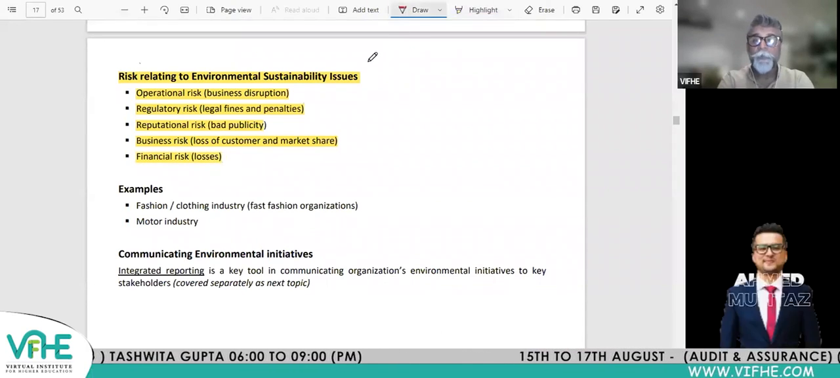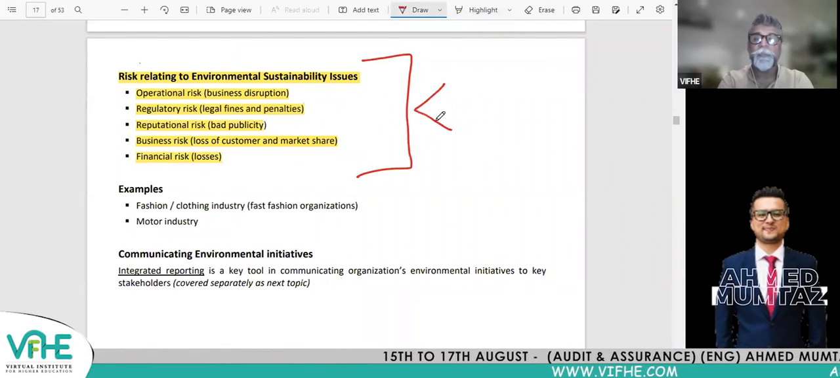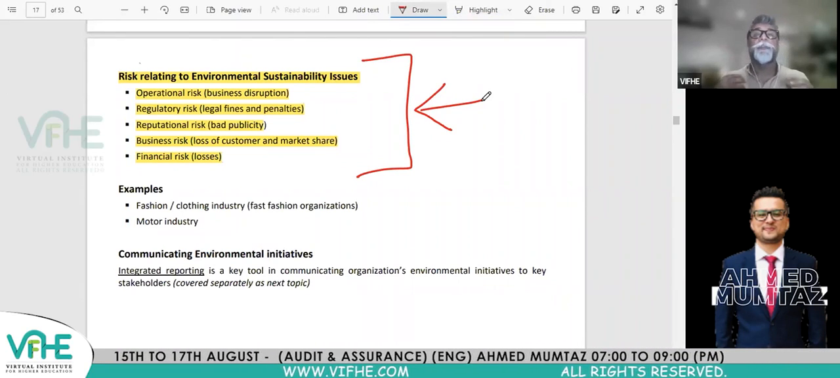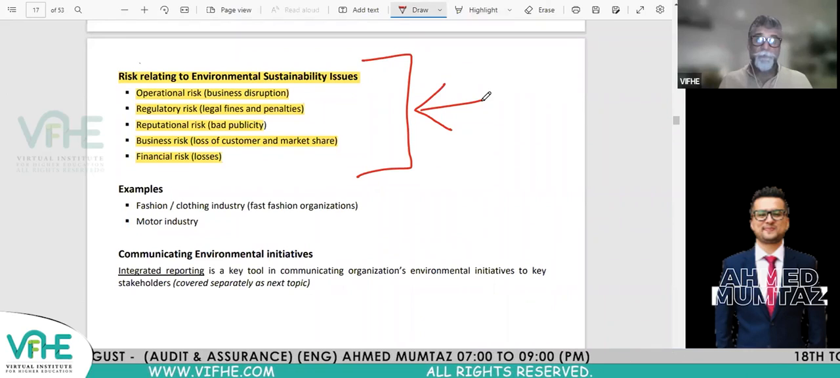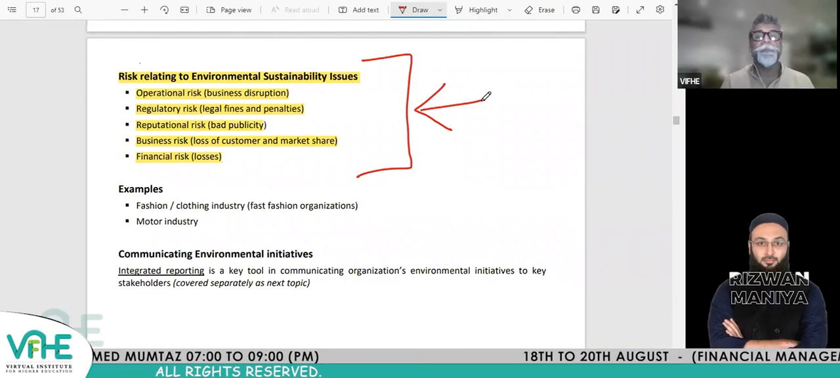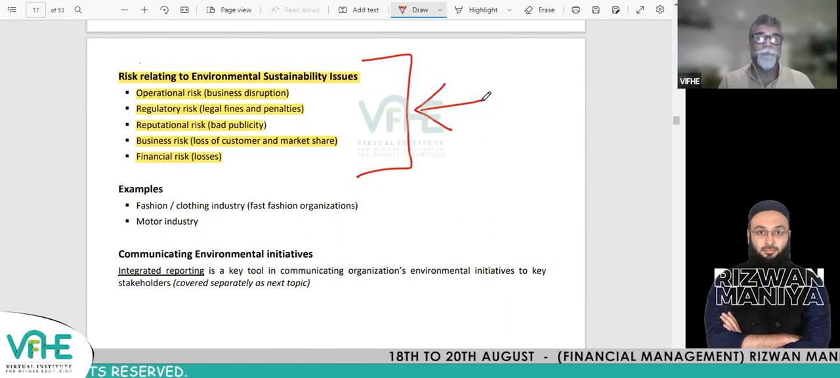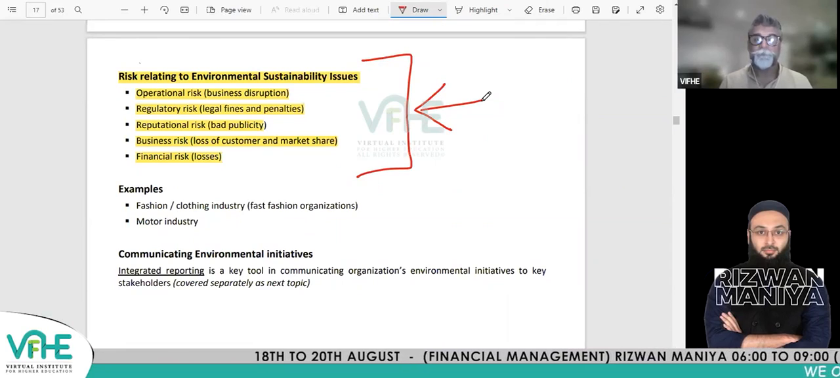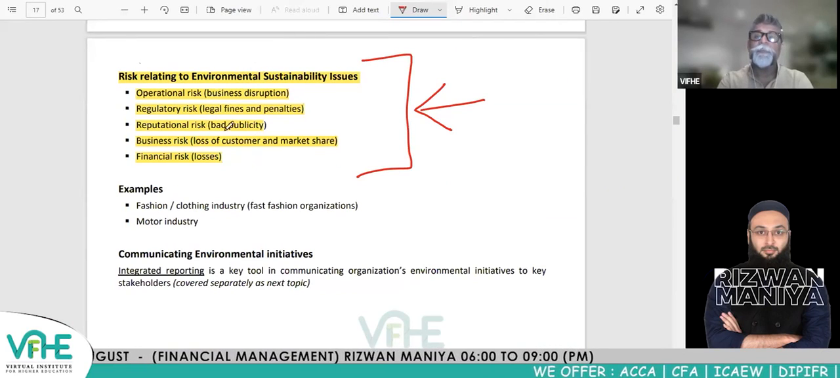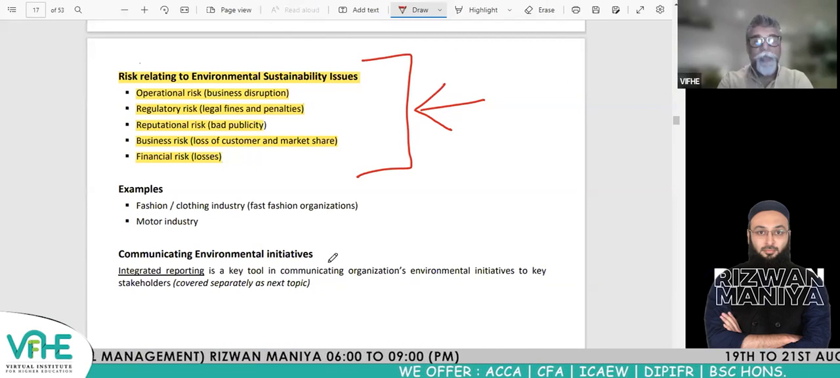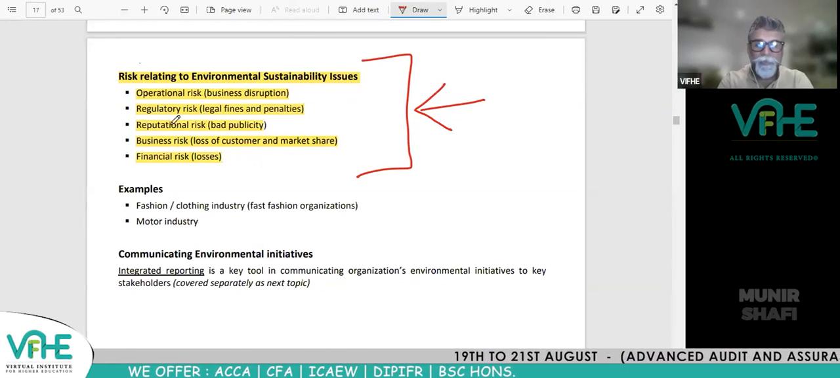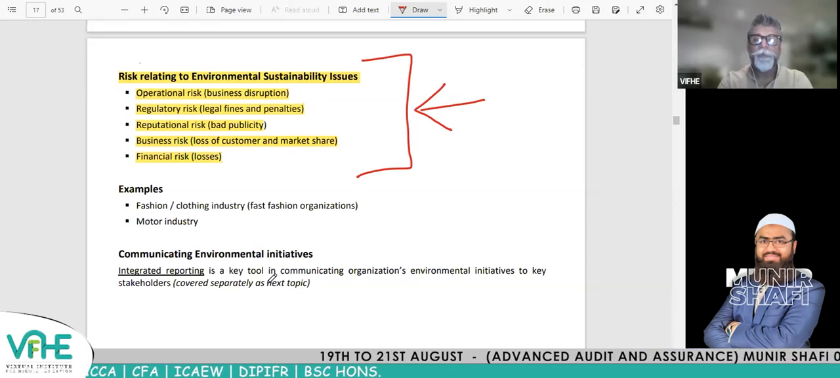I think from an exam point of view, a question might come from this angle: what are the possible risks around environmental issues? So please remember this list. This list has been given in your article. Any questions on the risks, things which may go wrong? I think it's very simple. You gave all the right answers, but it is just the names of these risks which you have to memorize.